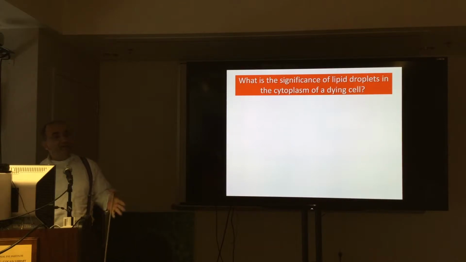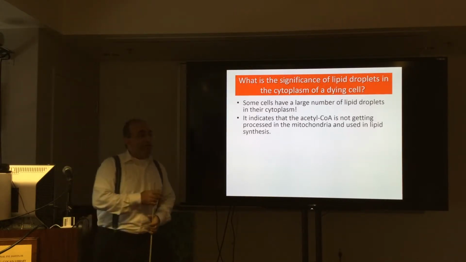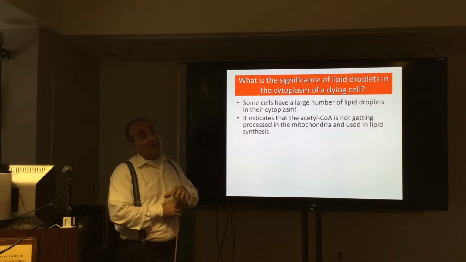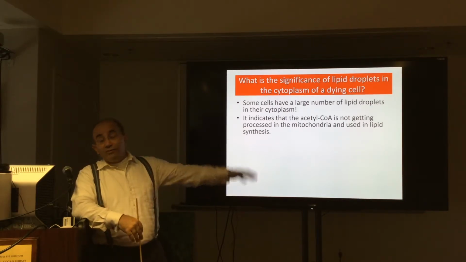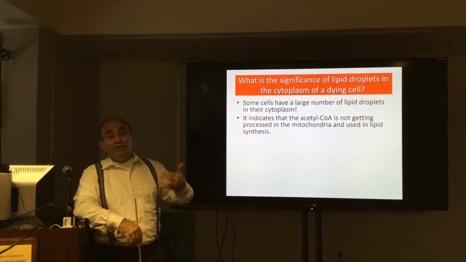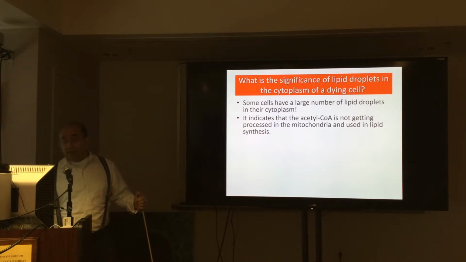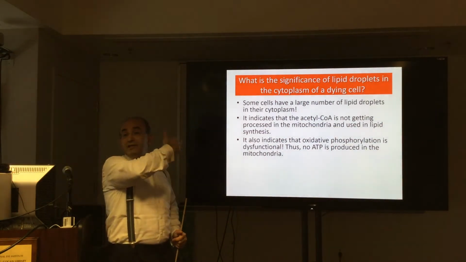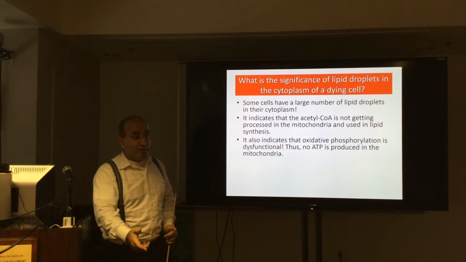So here's the question. What is the significance of the lipid droplets in the cytoplasm of a dying cell? Does anybody know? No? Okay. If you remember the Krebs cycle, the tricarboxylic acid cycle, when there is a lot of acetyl-CoA and it cannot go into the Krebs cycle because the Krebs cycle is dysfunctional, the acetyl-CoA would come out of the mitochondria, go into the cytoplasm, and go into lipid synthesis. So you end up with these lipid droplets in the cytoplasm. Basically, it's indicative of dysfunctional mitochondria. This is why when we see that in necroptotic cells, it tells us that the dysfunction of the mitochondria has preceded the necroptosis.